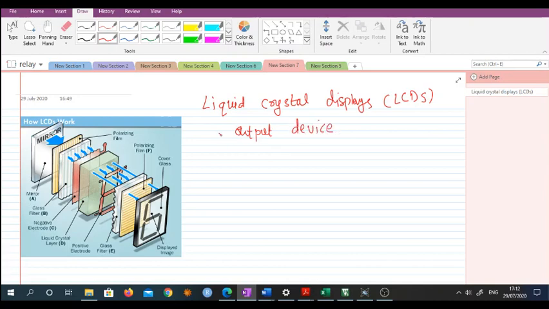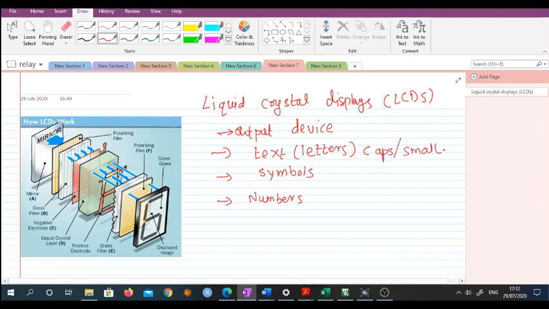It is used to display text, letters. Text means letters, symbols, and numbers. Text or letters in caps as well as small. So liquid crystal displays are output devices and they can display these texts in the form of letters, capital as well as small, some special symbols and numbers.